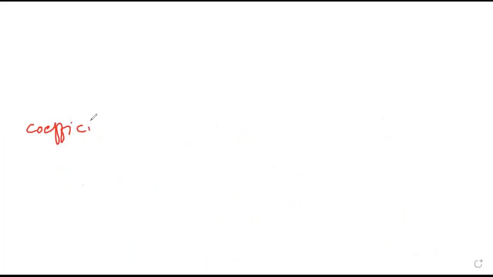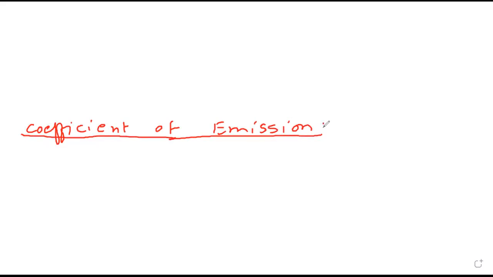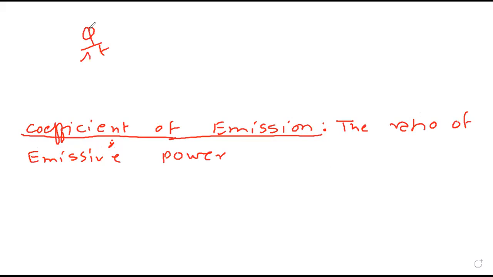Coefficient of emission. Whenever the word coefficient comes, it is always a ratio. So the ratio of emissive power. Emissive power means heat emitted per unit time, per unit area.